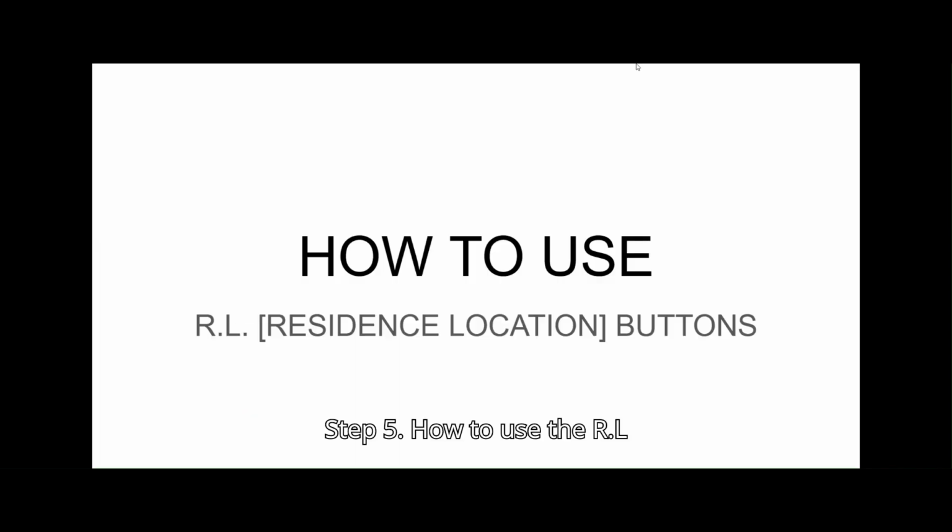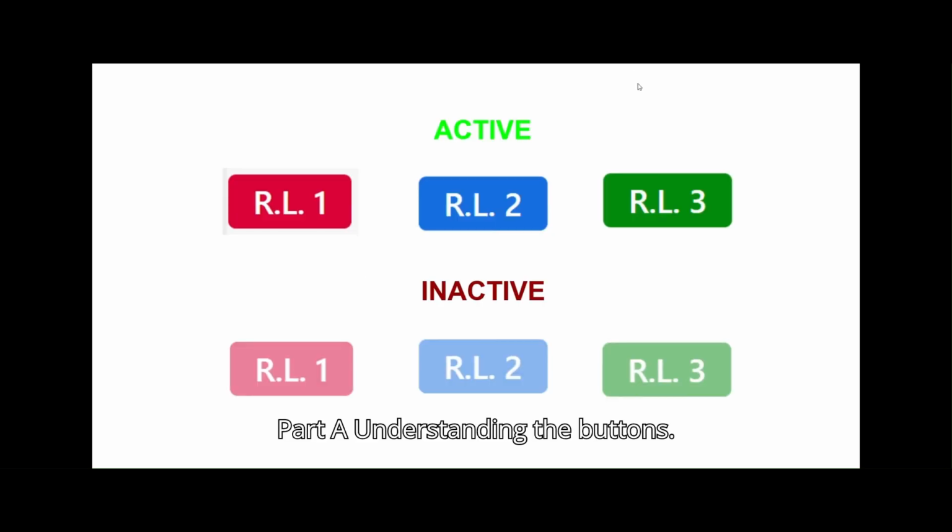Step 5. How to use the RL buttons. The RL buttons provide quick access to location-based resources related to a record's residence details. Part A. Understanding the buttons. RL1, 2 and 3 link to different location sources. Darkened buttons are active and contain links, while lighter buttons are inactive.